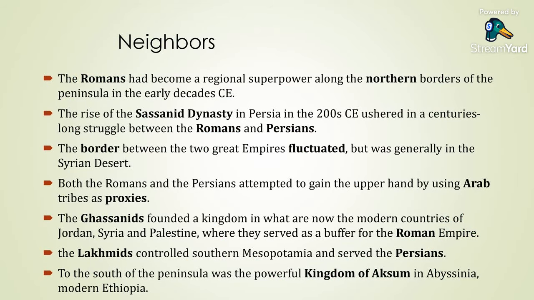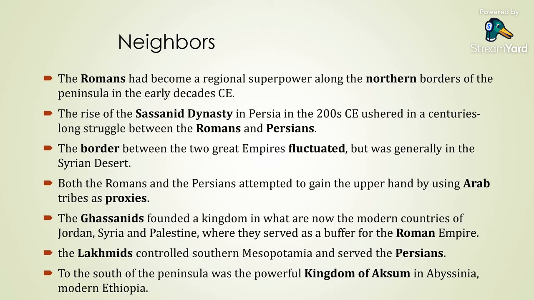Now, the borders between these two empires fluctuated, but it was generally in the Syrian desert, where the modern border of Syria and Iraq is. That was generally the border. Both empires, Roman and Persian, used the Ghassanids and Lakhmids as their proxies or vassals.